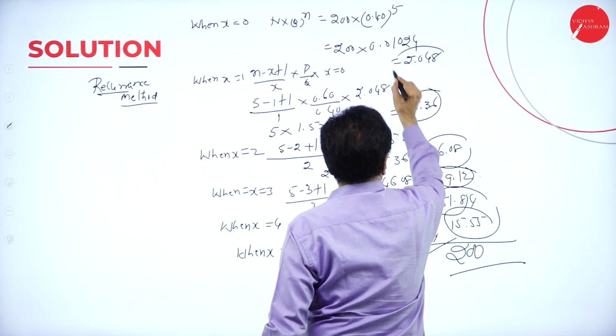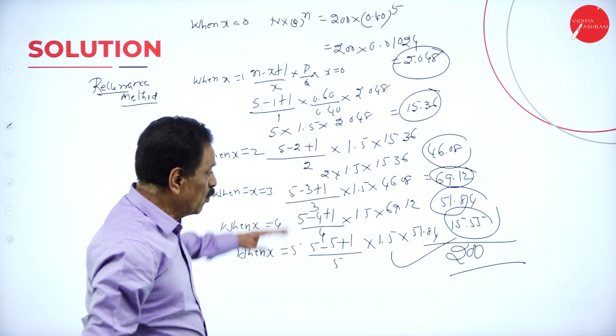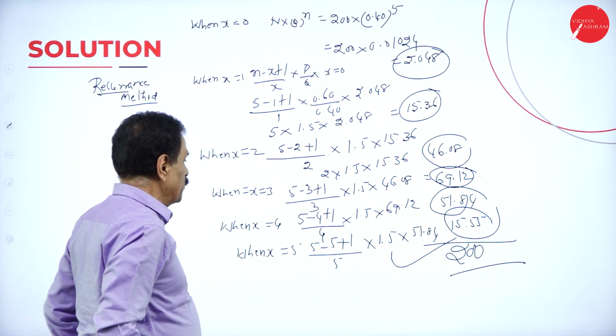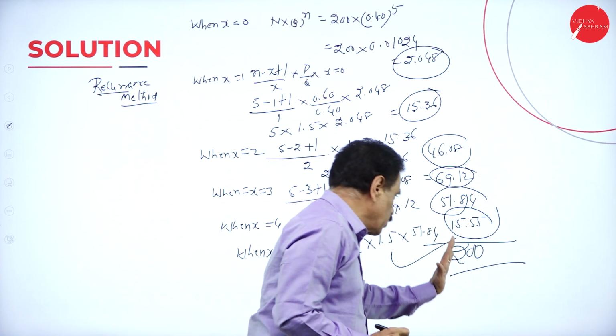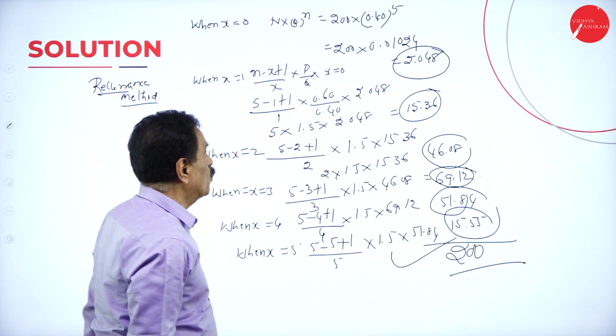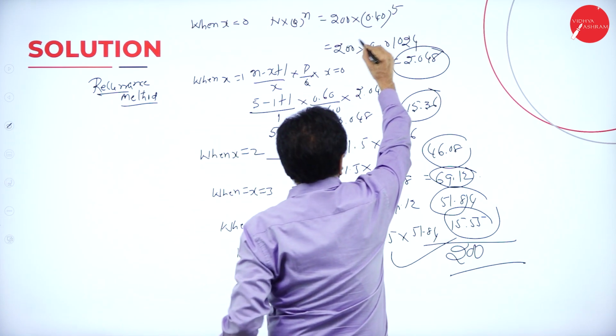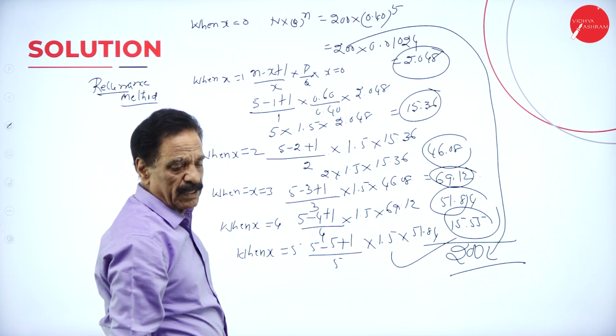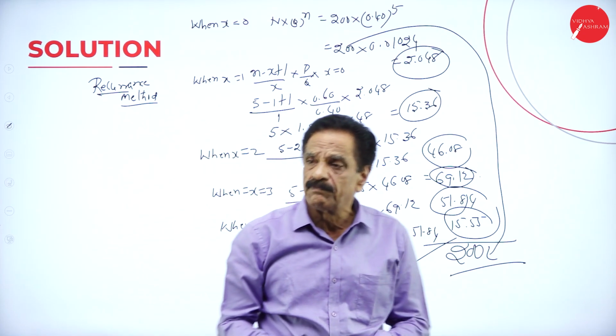This is called the recurrence method. This will come in the exam. You must be careful. When you add the figures, this should be equal to 200. What's your total frequency? 200. This answer you have to get. Same answer you have to get. Last one.